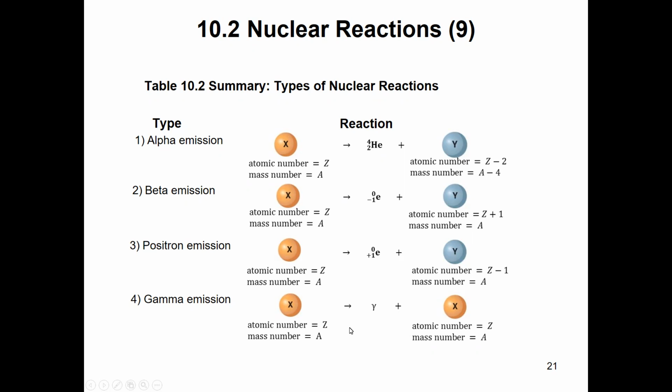And in the gamma emission, because gamma rays are only high energy rays, the nucleus stays the same, the element stays the same, the atomic number is the same, the mass number is the same. So that summarizes section 2 of chapter 10.